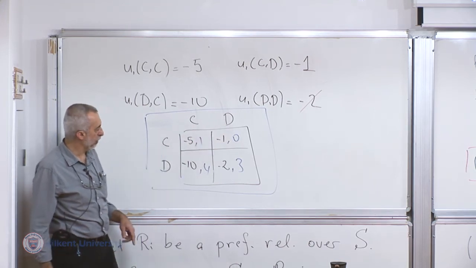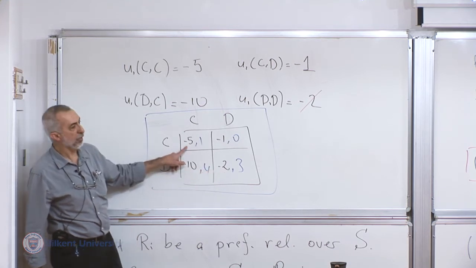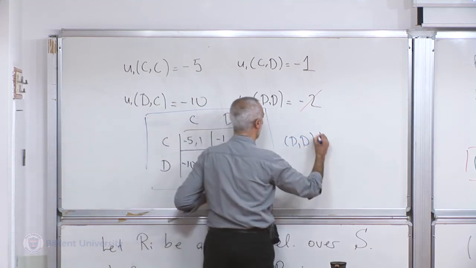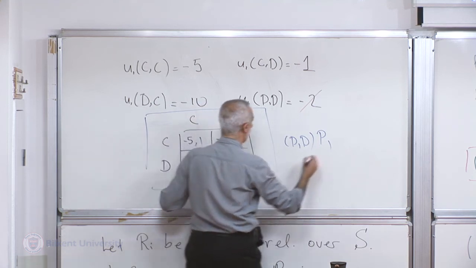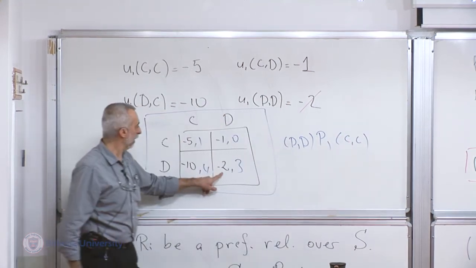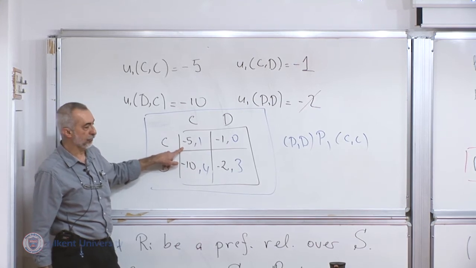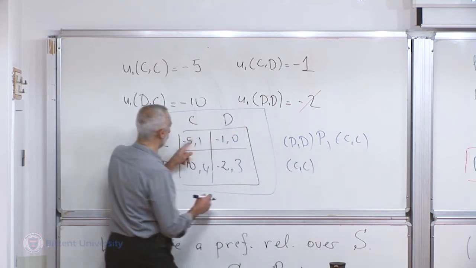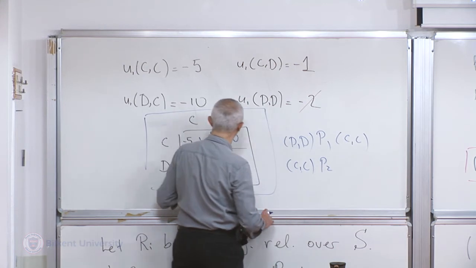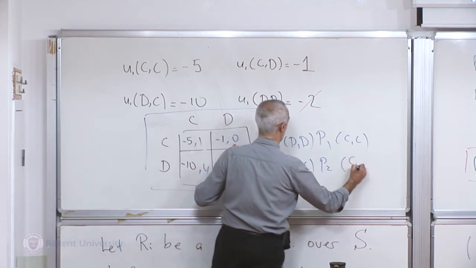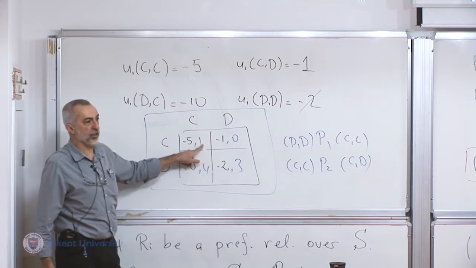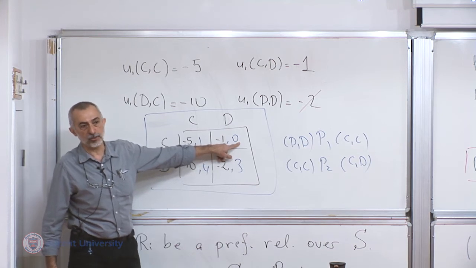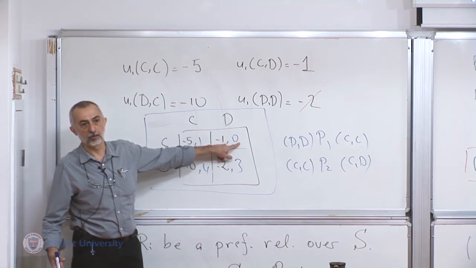And looking at these numbers, for example, -2 is bigger than -5. So I can conclude that for player 1, the outcome induced by DD is preferred to the outcome induced by CC. Why? Because -2 is bigger than -5. Again, looking at these numbers, I can deduce that the outcome induced by CC is preferred by player 2 to the outcome induced by CD, because the second number here, which is 1, is bigger than the second number here. The second numbers are numeric representations of the preference of player 2.